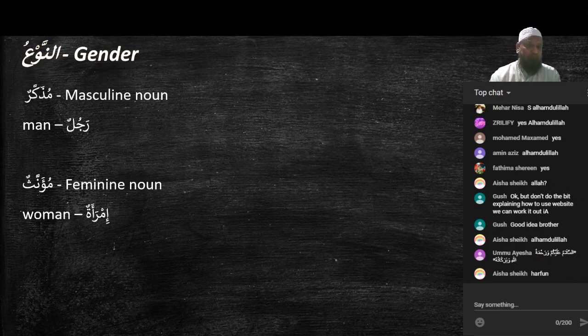For example, جنة, it is a مؤنث. So gender is two types. Number one is مذكر. Number two is مؤنث. مذكر example رجل. مؤنث example امرأة. Again, these properties we will be doing in more detail one by one. Today just the introduction of these four properties.